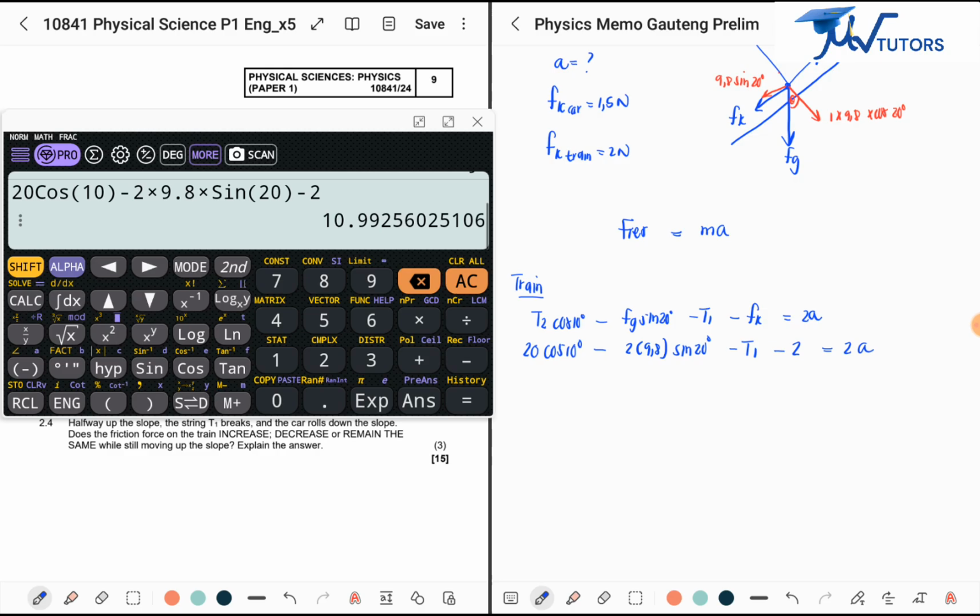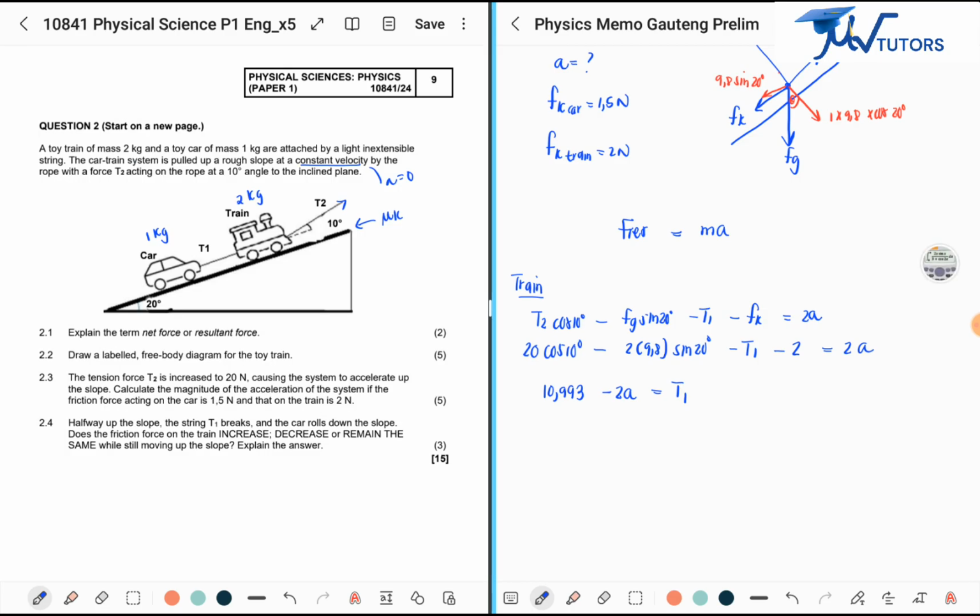Okay, I get 10,993. I actually want to put 11. And we have minus T1. I'm going to take T1 to the other side and just say 11 minus 2A is equal to T1. So I see I have two unknowns. So I'm going to go over to the car and see what's what.